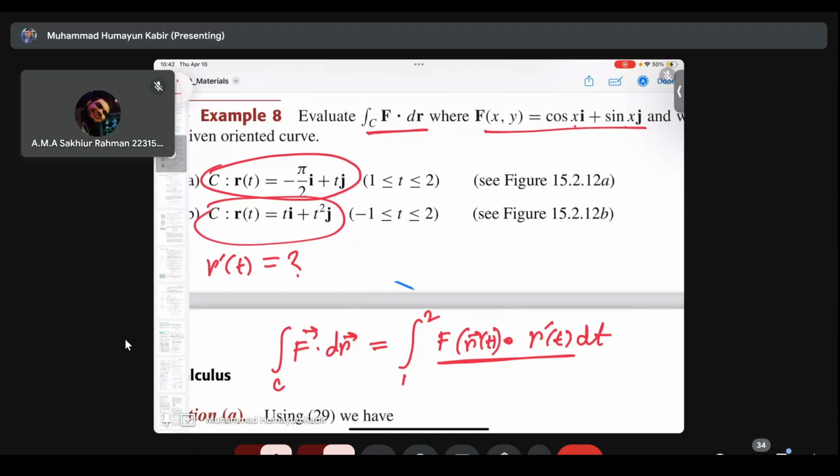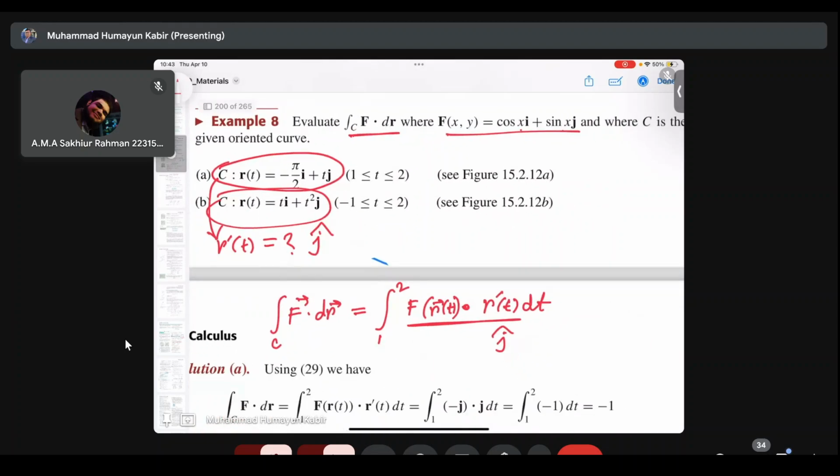And what is the process? Can you tell me what is r prime here for the first one? What is r prime t? J. J, right. You are right. Only j. So r prime t equal to j. And what is F at r t?